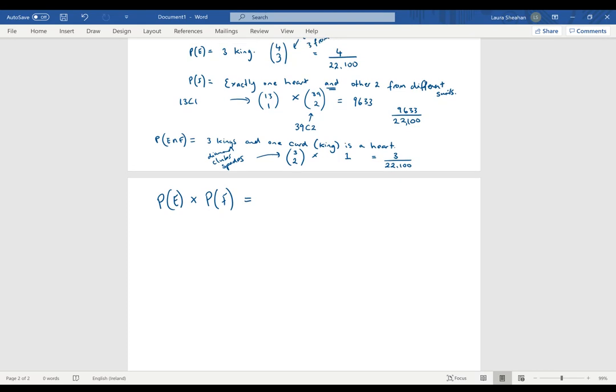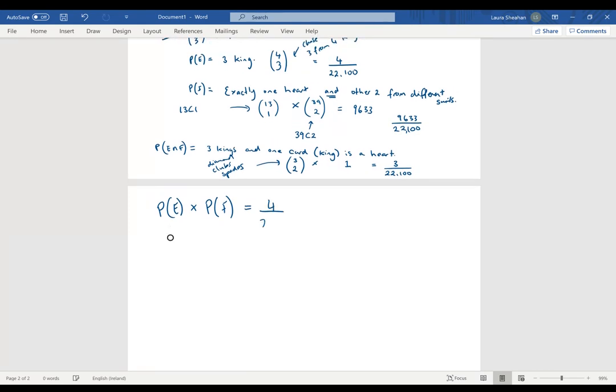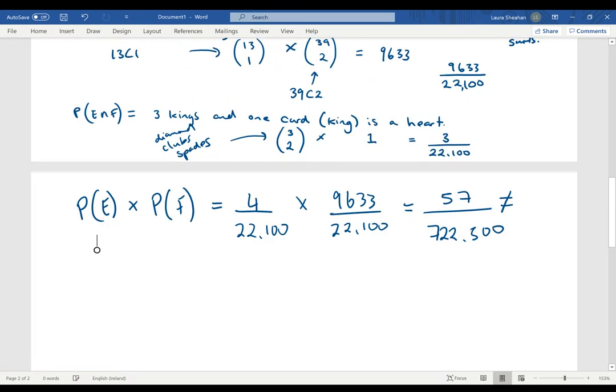So the probability of E up here was 4 over 22,100, multiplied by the probability of F, which was 9,633 over 22,100. In multiplying those two, I will get 57 over 722,500. So it's a massive number. That does not equal my 3 over 22,100, which was my P(E intersection F). So in this case, these are not independent.